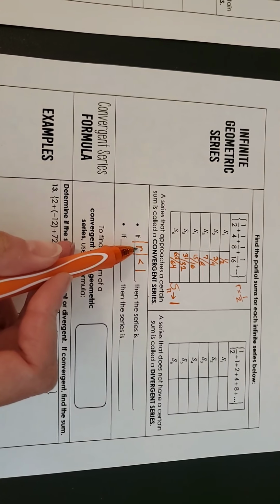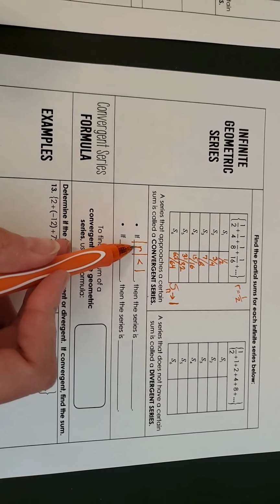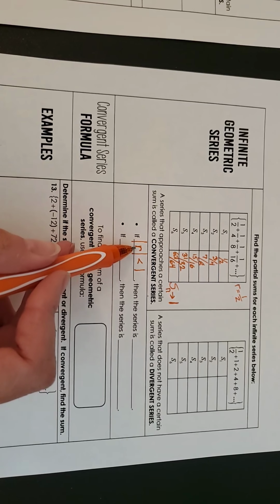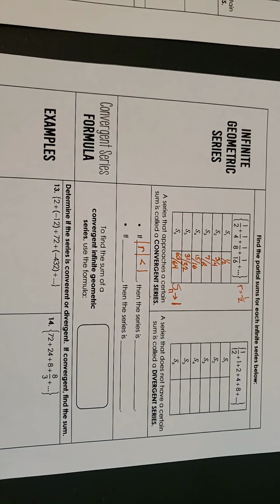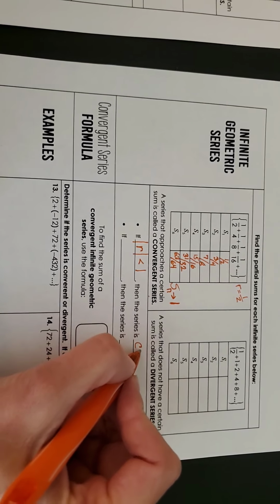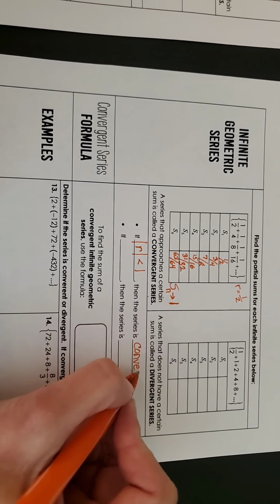But our ratio could actually be negative 1/2 as well, and we would still converge. So we say the absolute value of that ratio needs to be less than 1. If that is true, then this series is convergent or converges.